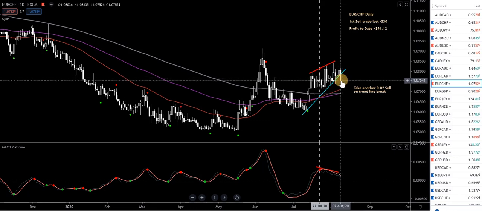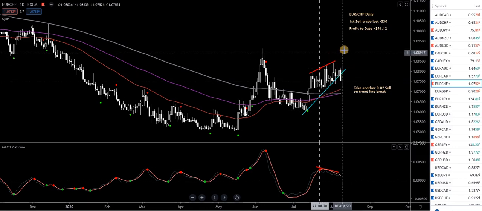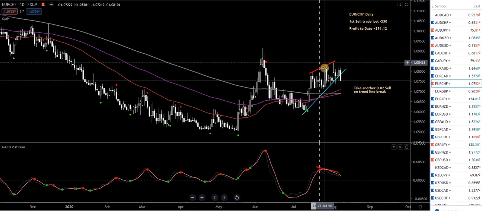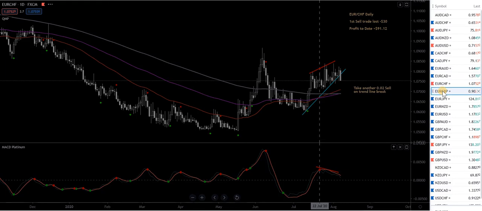It depends where it opens. If it opens close to this, then I'll just take a sell trade. MACD Platinum is still above the zero level. I'll see if I can recover some of this loss. It's not a great pair to trade. Might be another one I'm considering dropping. When it moves, it's all right, but geez, sometimes it goes pretty slow.